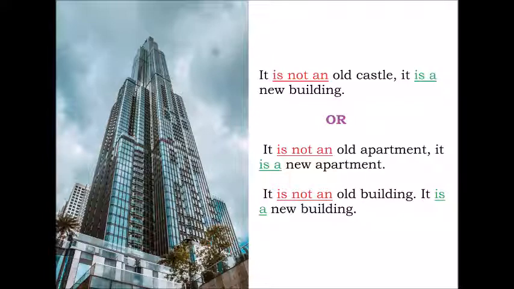And you can also say, it is not an old building, which is the negative sentence. And the positive sentence is, it is a new building. Okay, so again, it's a building and it doesn't seem old, so that's why we say it is not an old building. And because it's new, we say it is a new building.